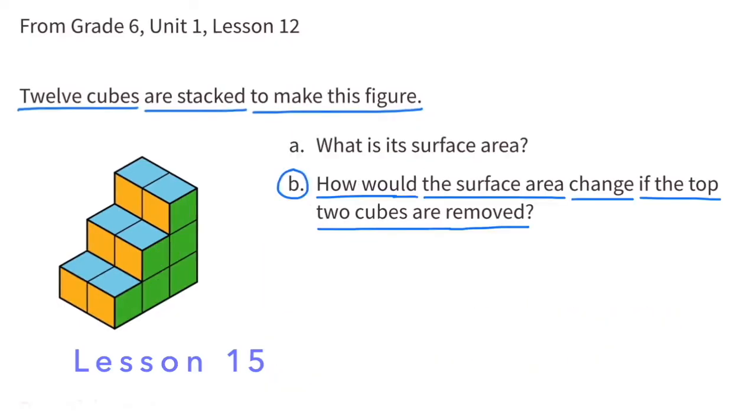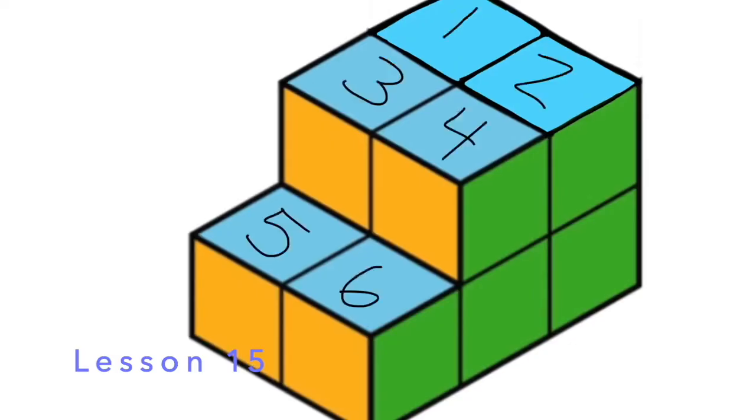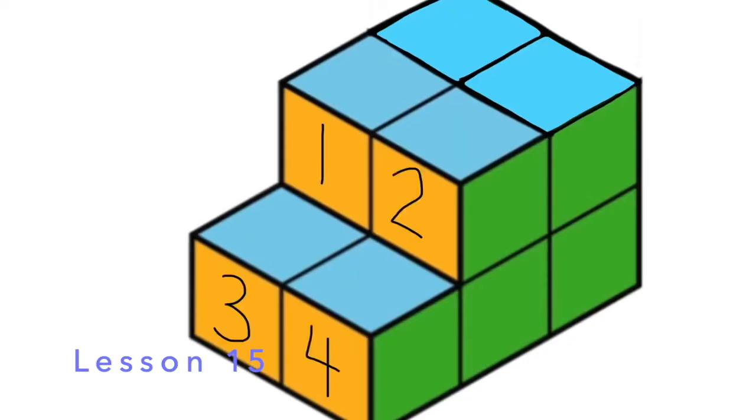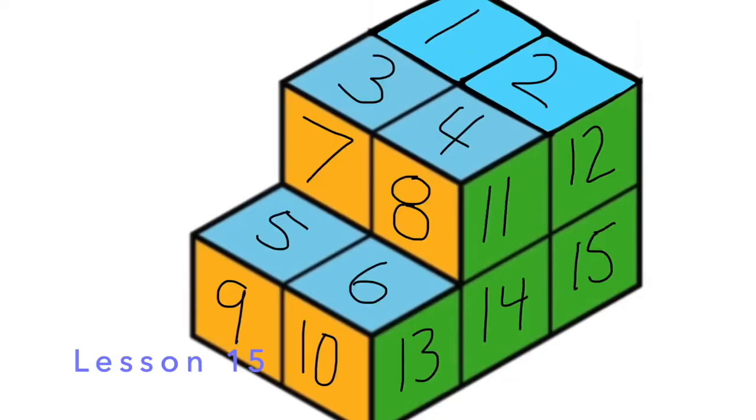B. How would the surface area change if the top 2 cubes are removed? Here's a look at the stack after removing the top 2 cubes. From this angle, we can see the top, the front, and the right side. And as you can see, I've counted 15 square units that we can see.